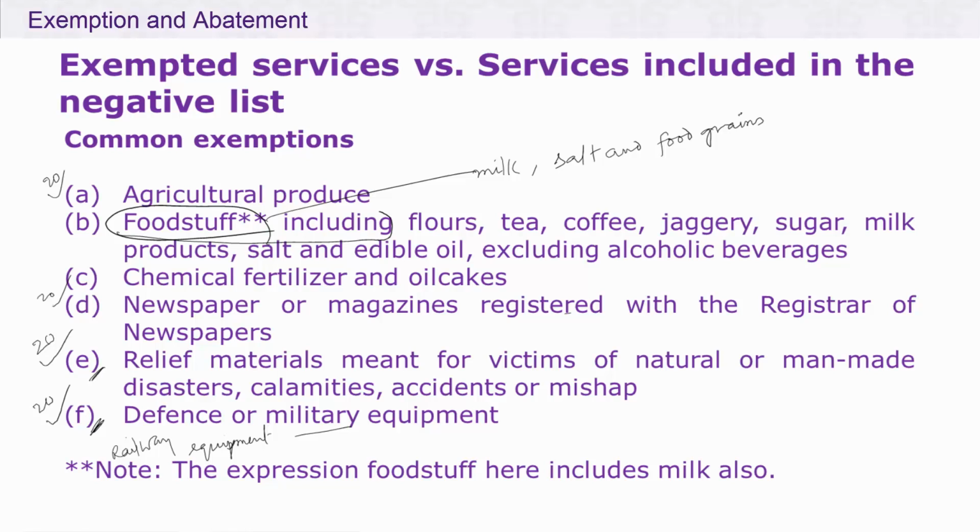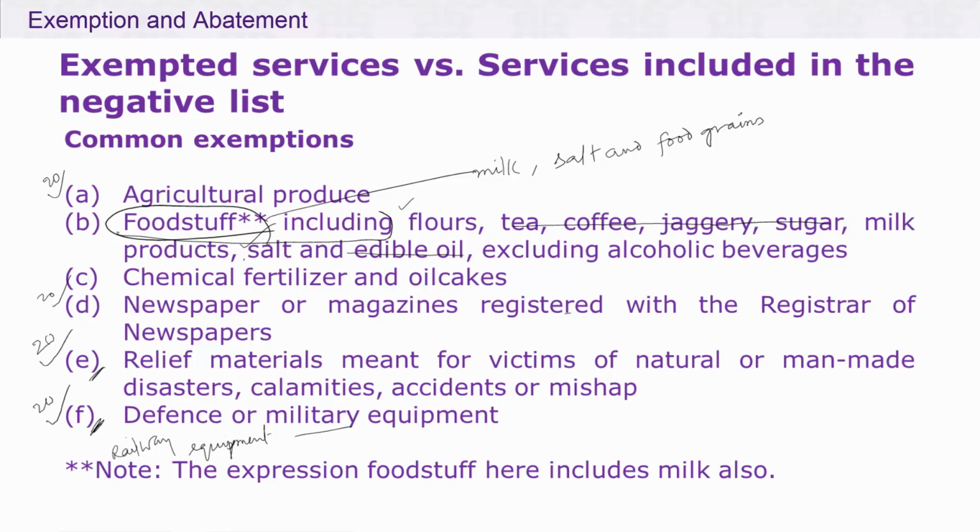and next they say including flours. Tea, coffee, jaggery are not mentioned. Pulses and rice, milk is there. Salt is there, and edible oil, no. In addition to salt, what else is there? Food grain including flours, pulses and rice. Salt and food grain, salt is there. Edible oil is not there.